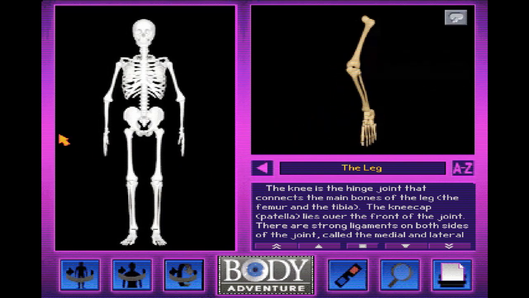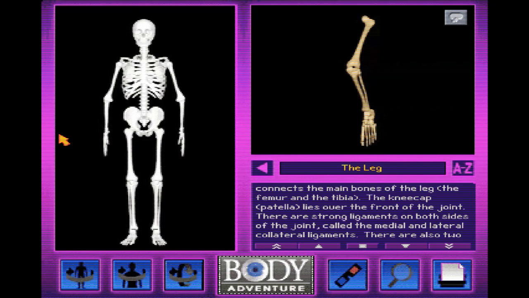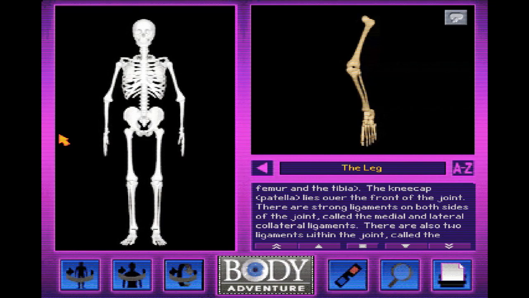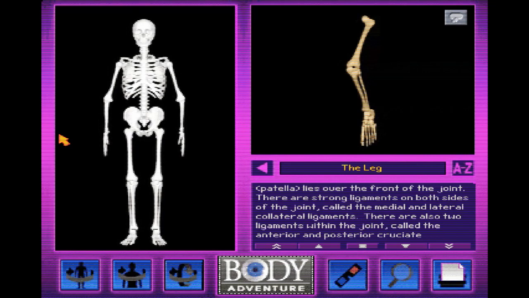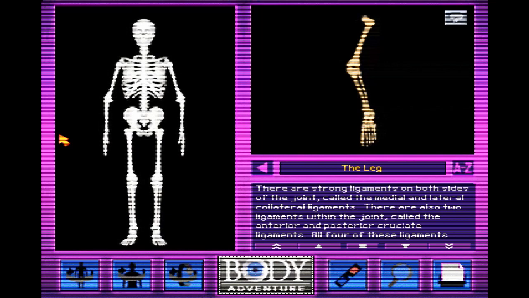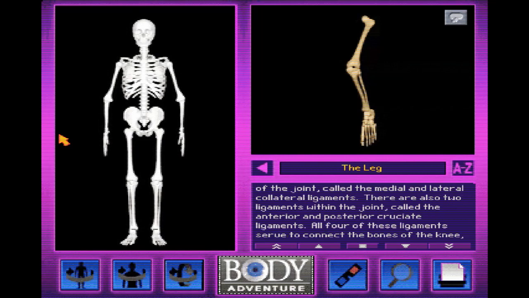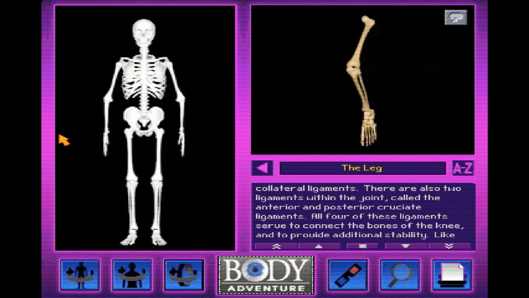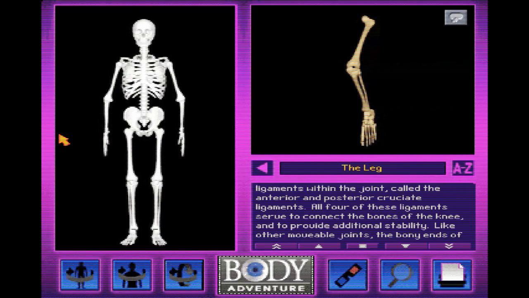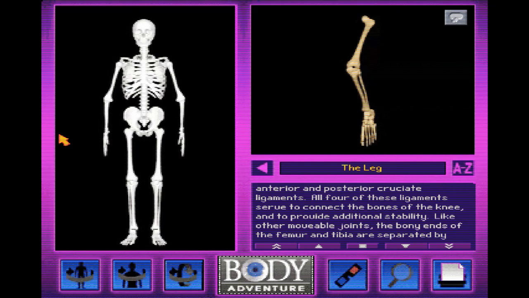The knee is the hinge joint that connects the main bones of the leg, the femur and the tibia. The kneecap, patella, lies over the front of the joint. There are strong ligaments on both sides of the joint called the medial and lateral collateral ligaments. There are also two ligaments within the joint called the anterior and posterior cruciate ligaments. All four of these ligaments serve to connect the bones of the knee and to provide additional stability.